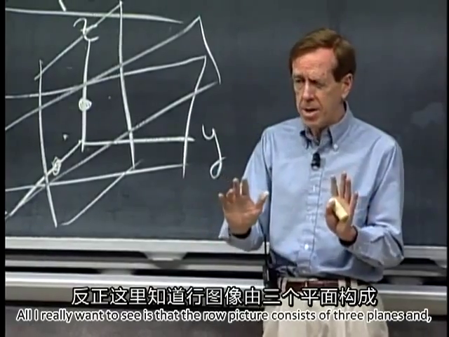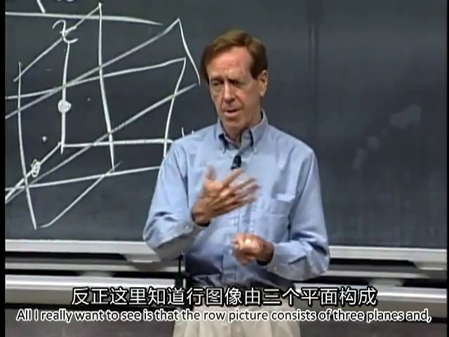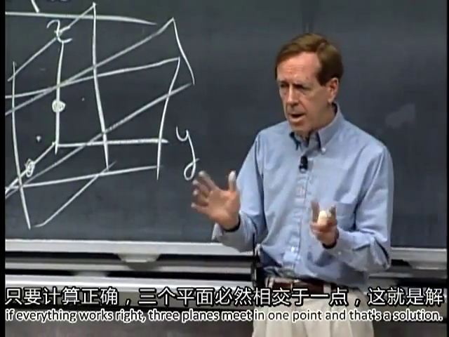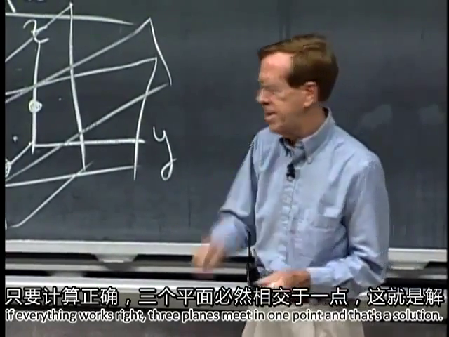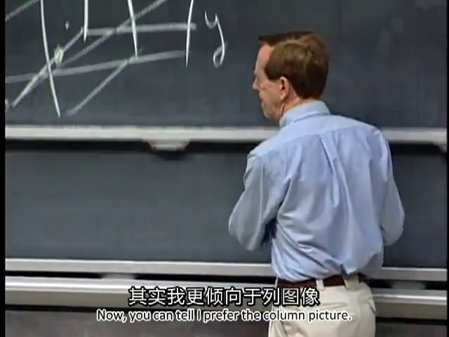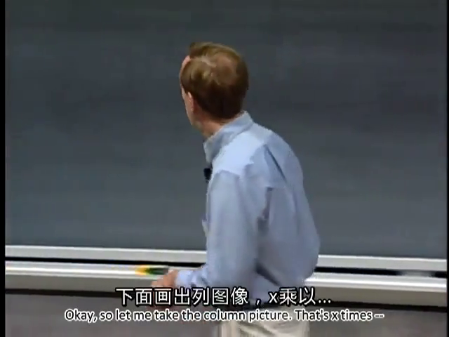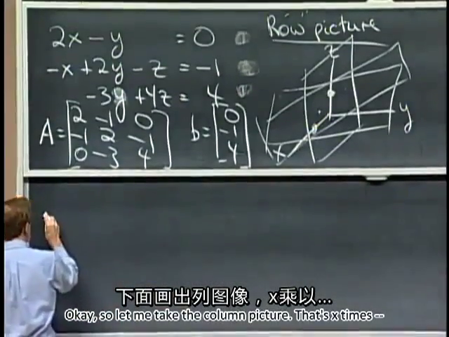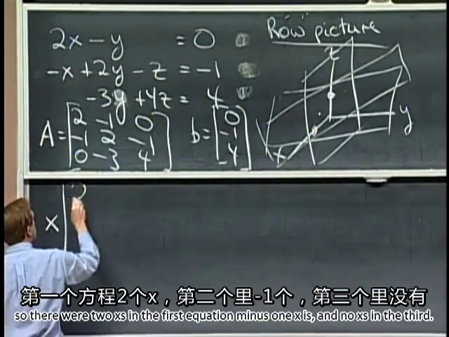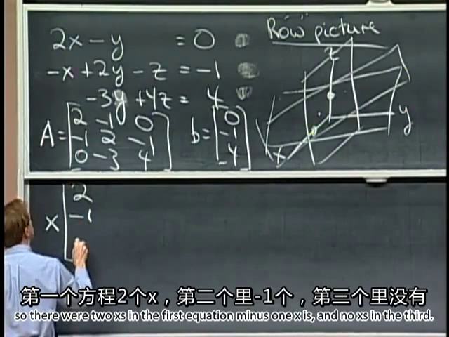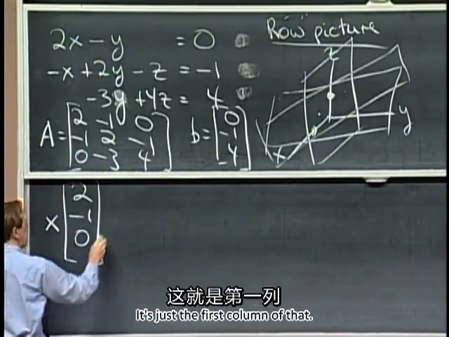All I really want to see is that the row picture consists of 3 planes, and if everything works right, 3 planes meet in one point, and that's the solution. Now, you can tell I prefer the column picture. Okay, so let me take the column picture. That's x times 2 x's in the first equation, minus 1 x's, and no x's in the third. It's just the first column of the matrix.